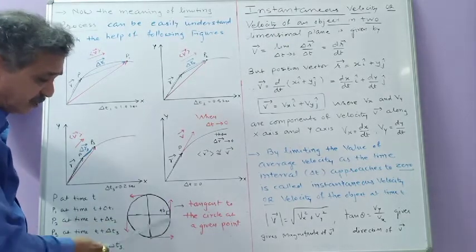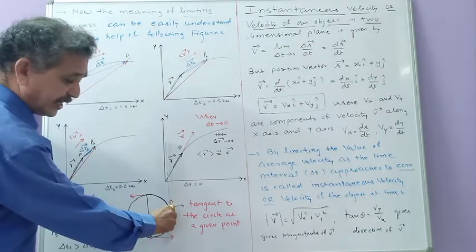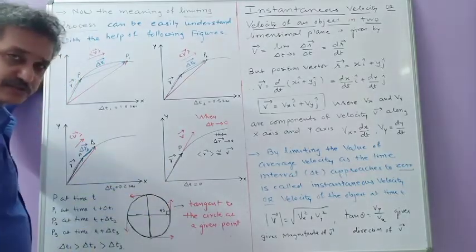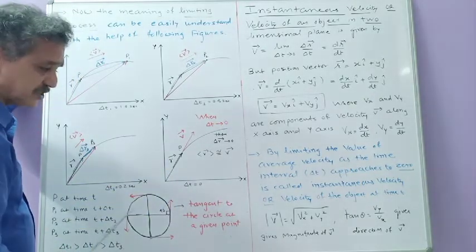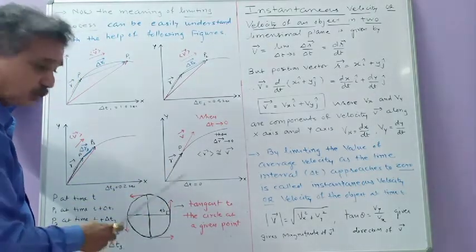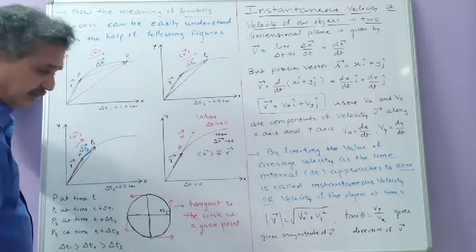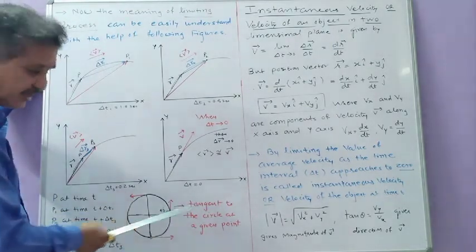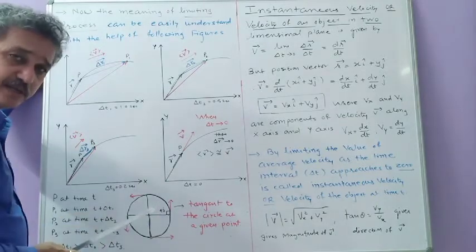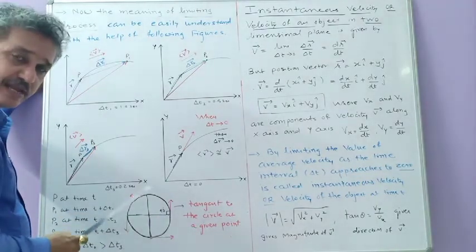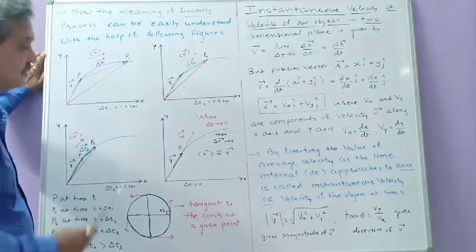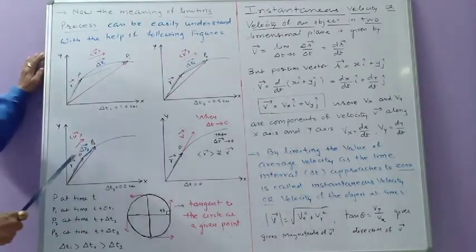So this kind of line which makes 90 degrees with the radius of a circle is known as the tangent drawn to the circle at a given point. So tangent means a line which is perpendicular to the radius of any imaginary curved path. So try to understand here.